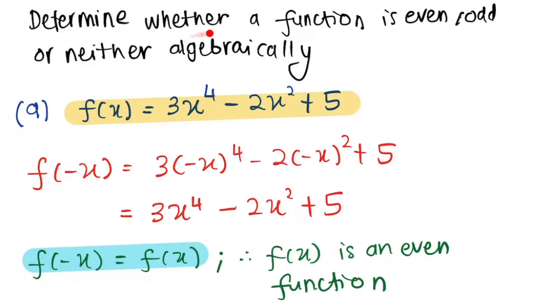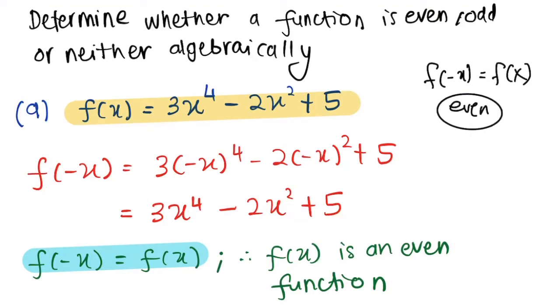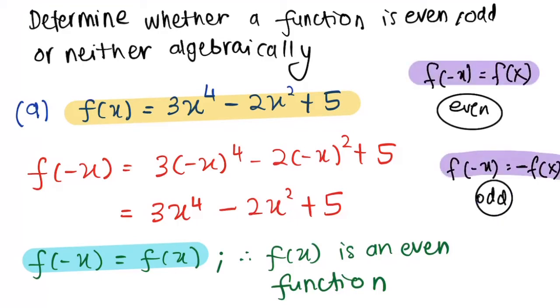Next, let's determine whether a function is even, odd, or neither algebraically. Let's do the calculation. Let's substitute x with -x. If f(-x) is equal to f(x), then you can conclude it is an even function. Next, if f(-x) is equal to -f(x), then we can conclude that it is an odd function. A function that is neither even nor odd is one that meets neither of these two conditions.